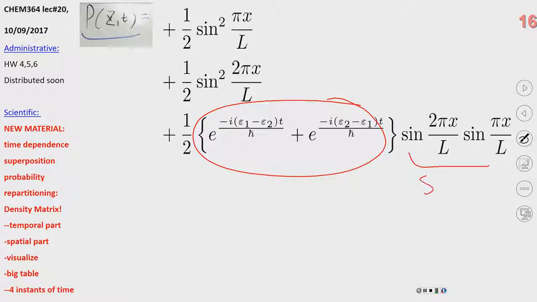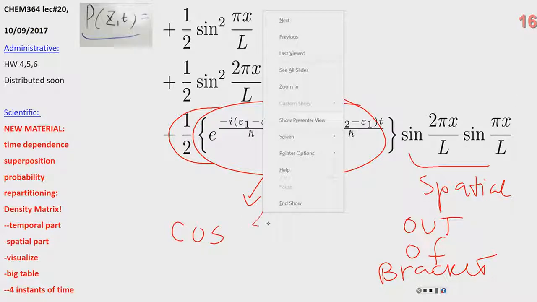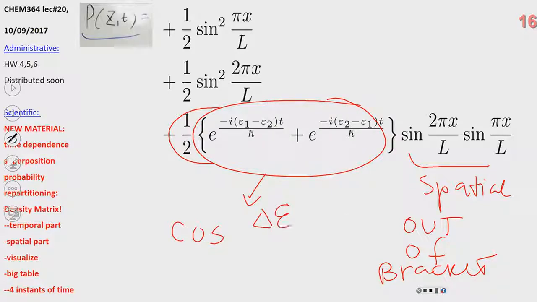So we put this spatial part out of brackets. And this thing will be replaced by cosine of which argument? Delta energy difference, delta E divided by h bar times t. Okay? No surprises right now. So we have one challenge less, no imaginary factors. So we have 3 challenges left. Several snapshots, because otherwise you cannot go forward in time. Several terms and trigonometry.